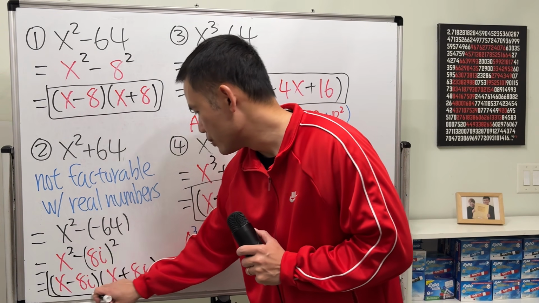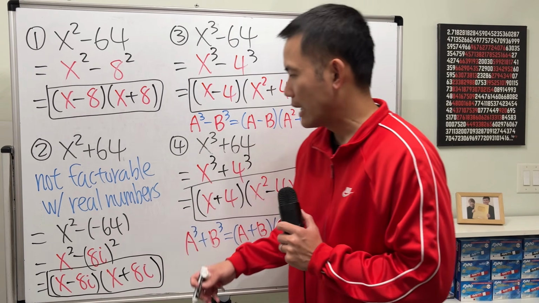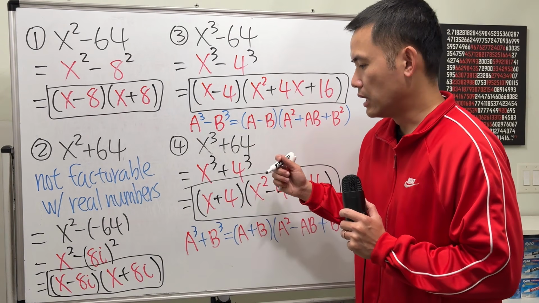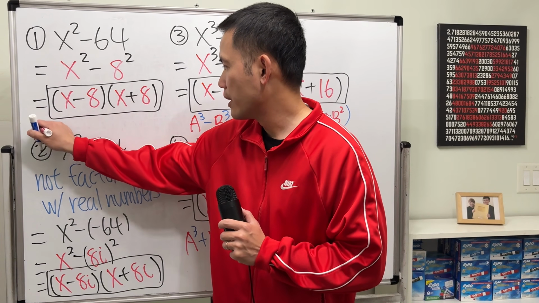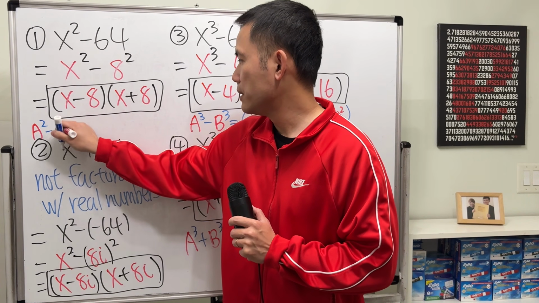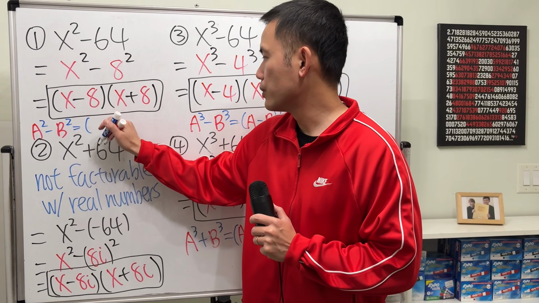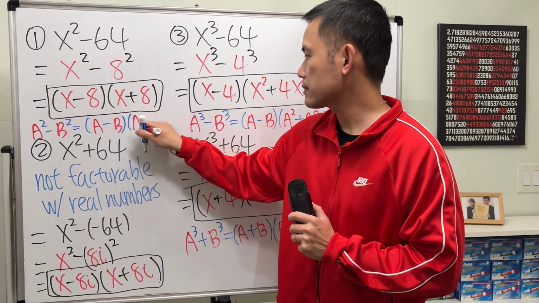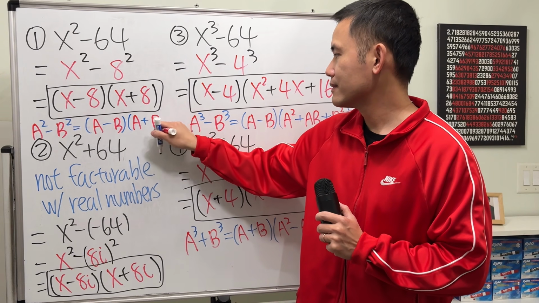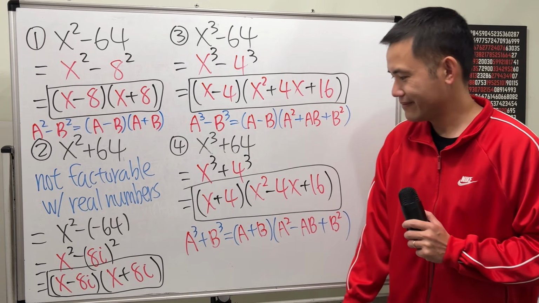And again, you only do this if you are asked to factor this thing with complex numbers. And perhaps also write down the formula for you guys right here. a squared minus b squared is equal to a minus b times a plus b. That's it.